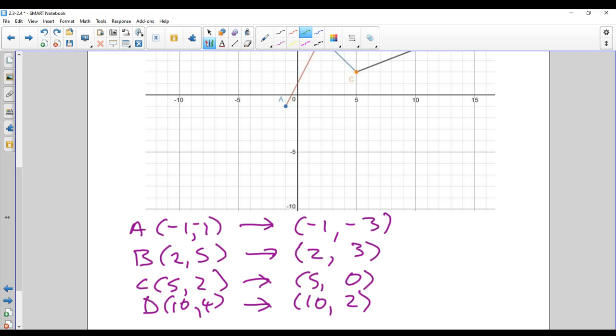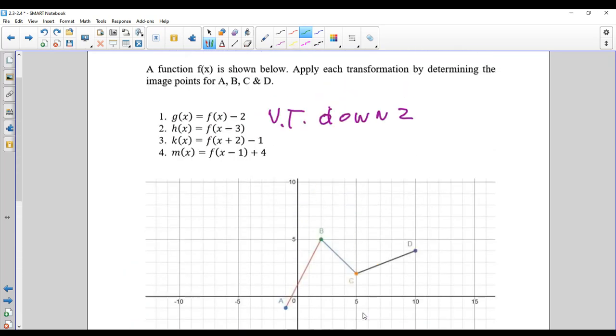All right? Your new image is called the image. Image means what happened to it after you did the transformation. I'd like you now to tell me what happens with the f of x minus 3. What does that mean? What's happening with the f of x minus 3 this time? Yes? HT right by 3. It's a horizontal translation to the right by 3.